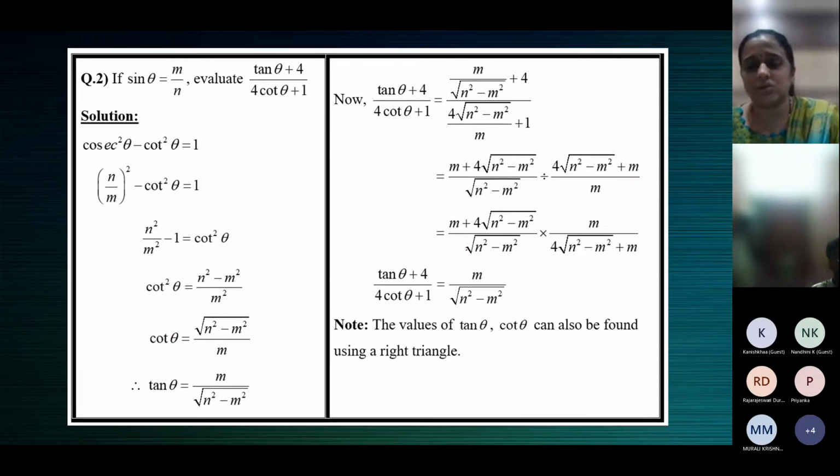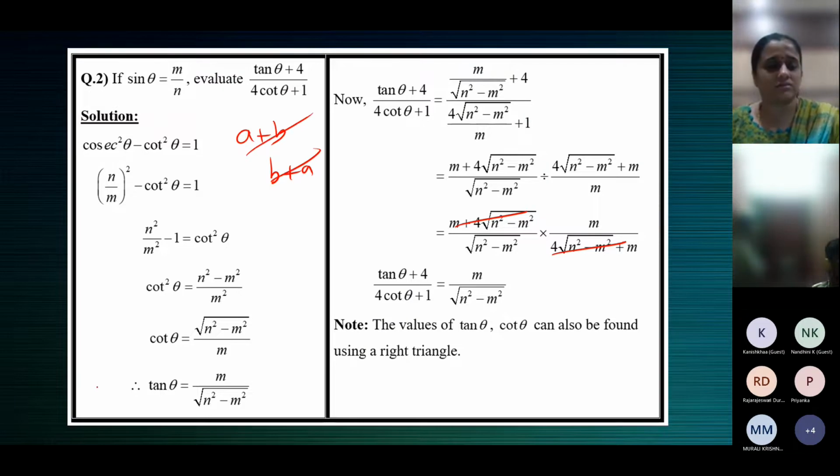So then what happens? You can see here, these two expressions are the same, so they get cancelled. These two expressions are the same, they get cancelled. So the leftover is m by root of n square minus m square. You can see here m plus 4 root of n square minus m square, same thing here also. It's like a plus b and b plus a, so they get cancelled. Watch it carefully. These two get cancelled, and m by root of n square minus m square is the value of this expression.